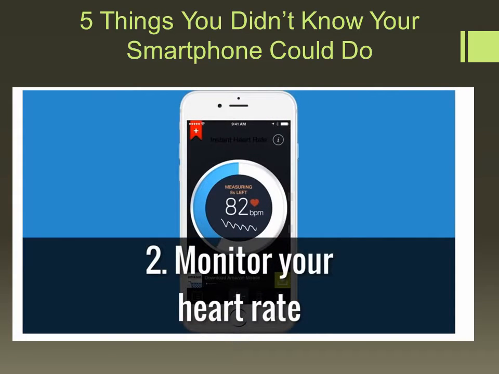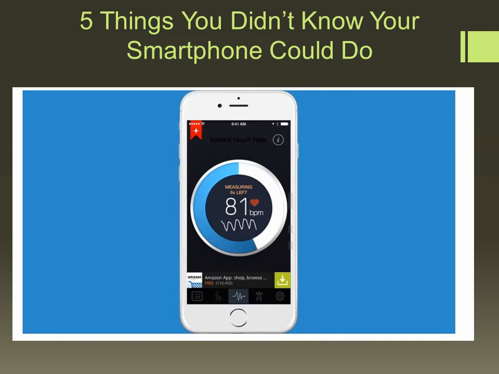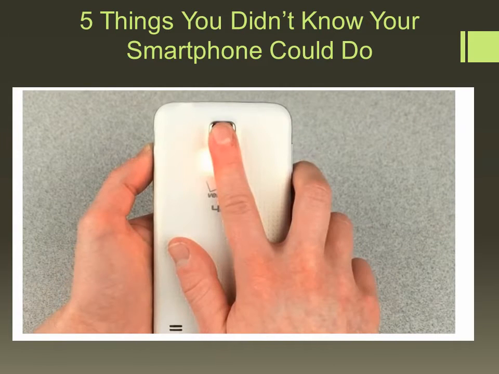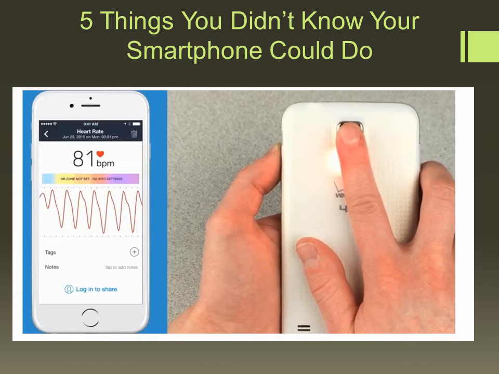Heart monitor apps measure your heart rate and help you monitor your cardio workouts. And they're fun to try even if you're just curious to see how it works. Instant Heart Rate for iOS and Android uses your phone's camera to detect color changes in your index finger that are linked directly to your pulse.